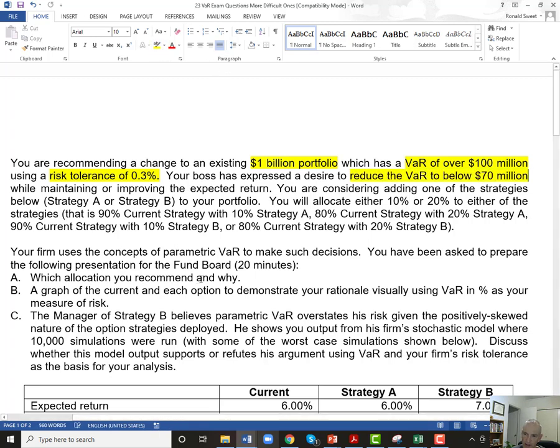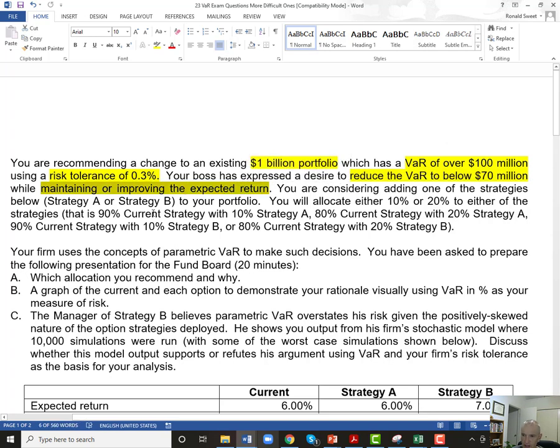All right, so real important in these problems is to figure out what it is that your boss wants to do. So she wants to reduce VAR from 100 million to below 70. So she thinks they're taking too much risk. Maybe she thinks we're going into a period of high risk, high volatility, and she just wants to bring that VAR down. But she doesn't want to destroy expected return. She wants the return to be the same or higher. So right there you have your objective. Your boss wants to reduce VAR, but doesn't want to harm return. All right, so that's got to be part of your answer.